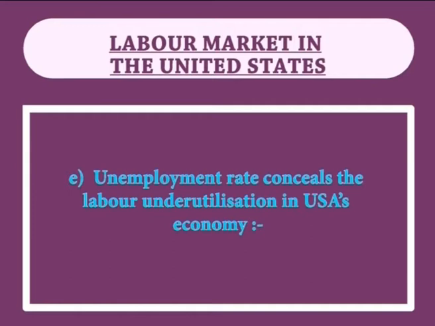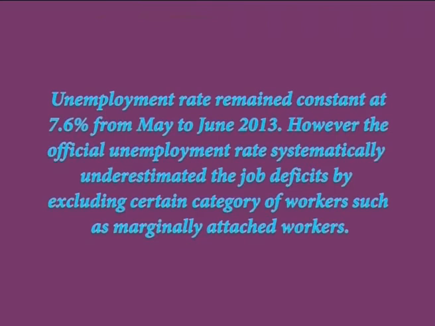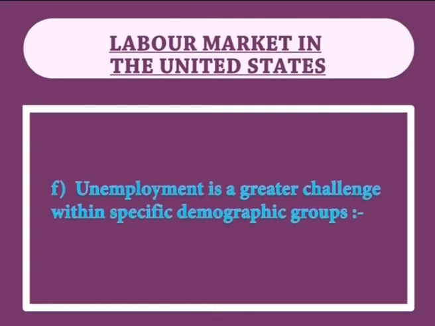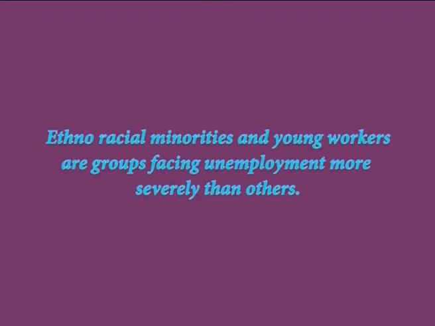Unemployment rate conceals the labor underutilization in the USA's economy. The unemployment rate remained constant at 7.6% from May to June 2013. However, the official unemployment rate systematically underestimated the job deficits by excluding certain categories of workers such as marginally attached workers. Unemployment is a greater challenge within specific demographic groups. Ethno-racial minorities and young workers are groups facing unemployment more severely than others.